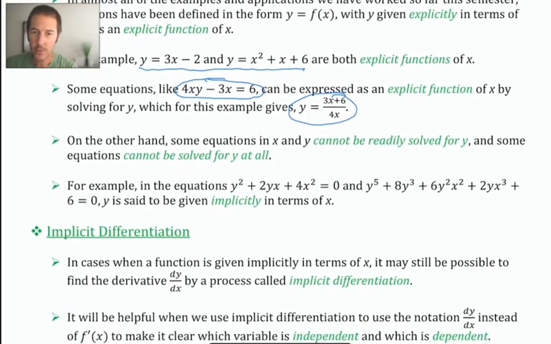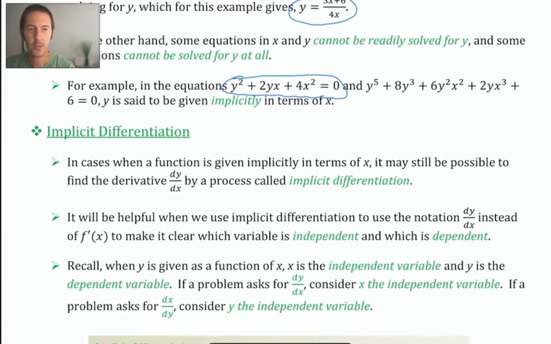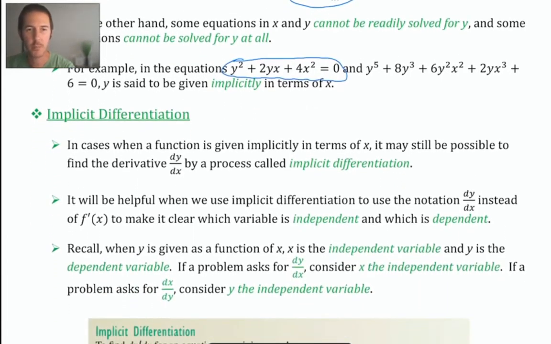And then there are equations that are considerably more complicated, like the ones here and the next equation, which I won't even bother circling. That would be maybe impossible to solve for y. Nothing's impossible, but it would be inconvenient to have to solve it for y. So what we do is we use a technique called implicit differentiation.